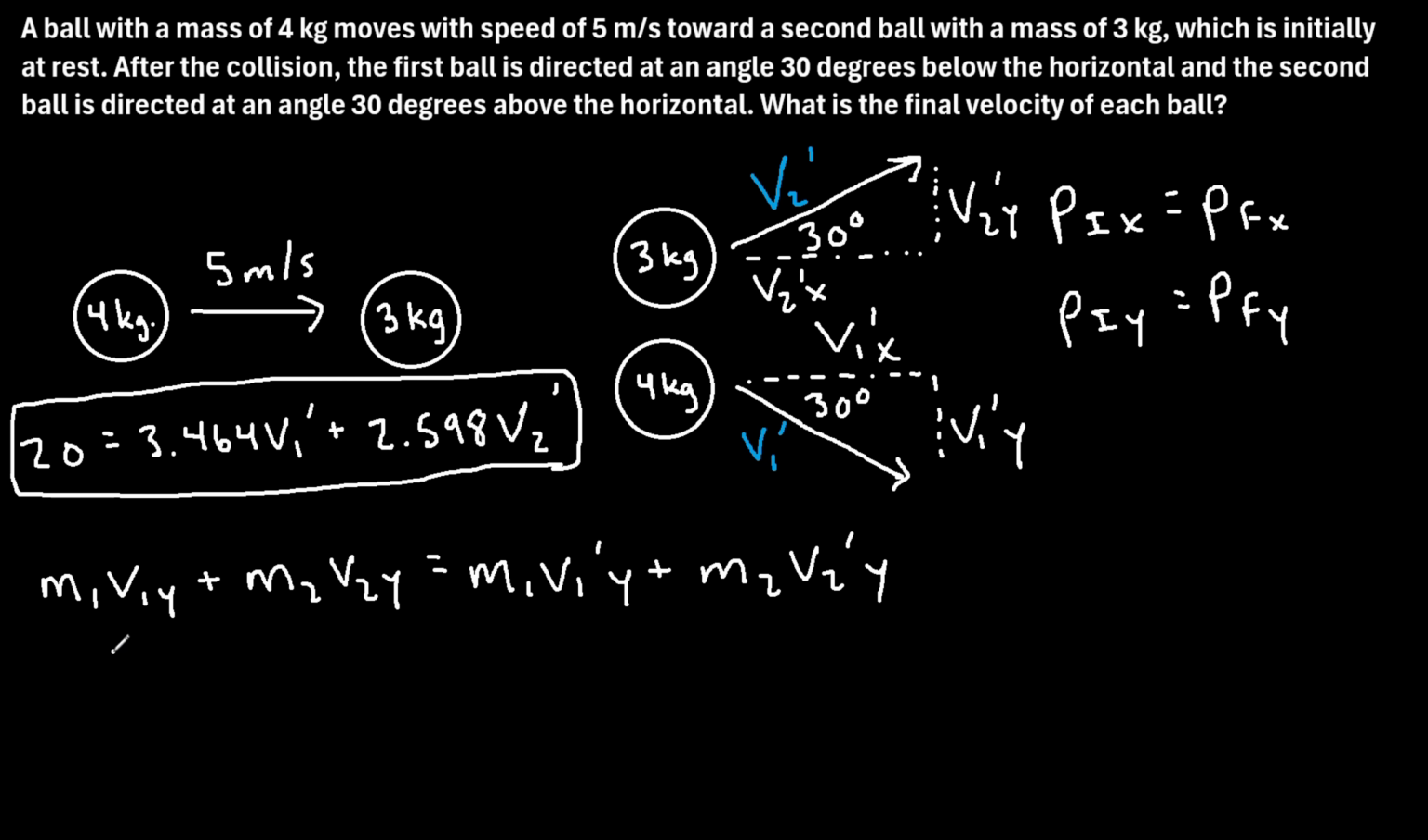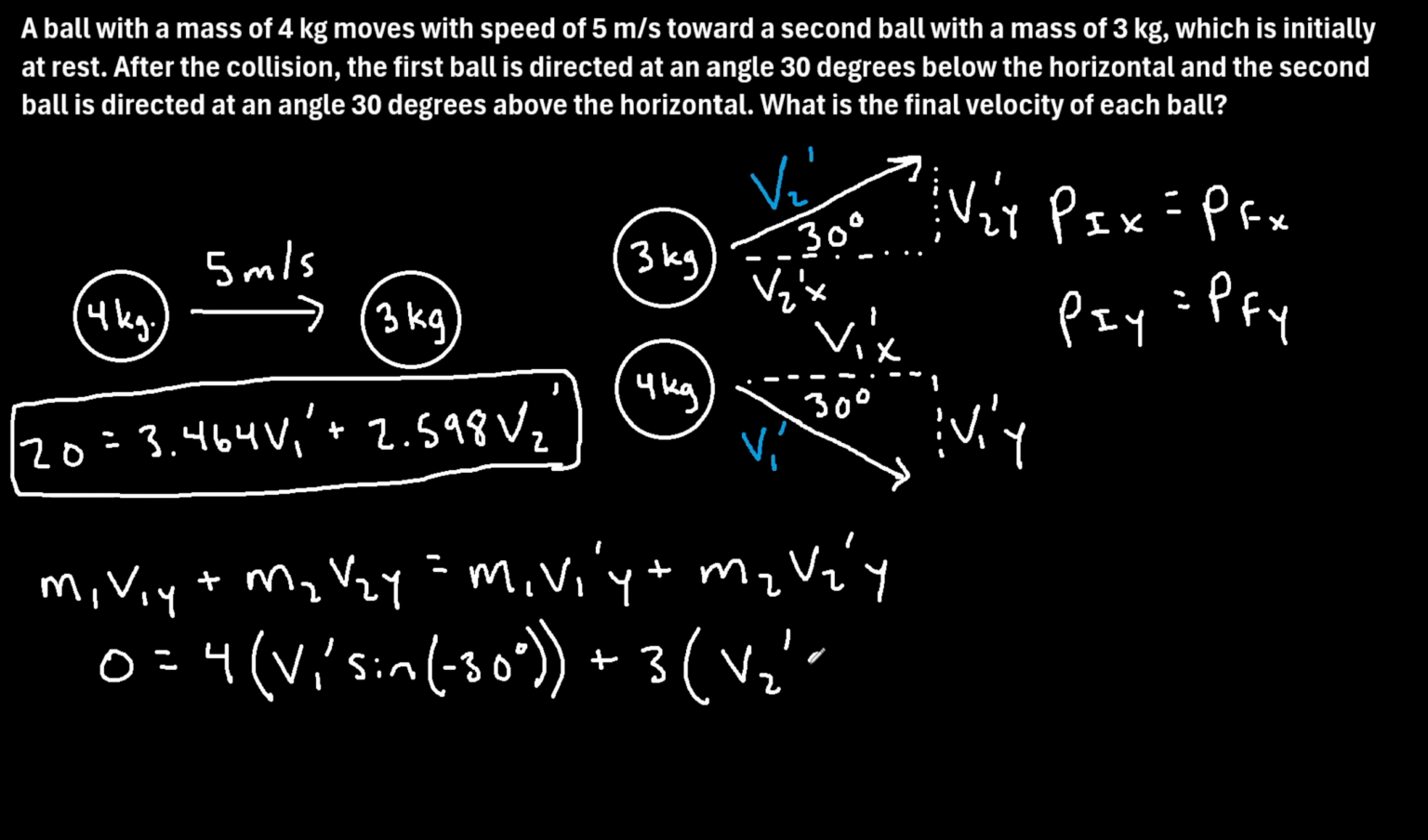So here's what we can write. We can say 0 is equal to, on the right-hand side, let's fill in the values we know. The mass of the first ball is 4, times its final velocity in the y direction. The final velocity in the y direction is calculated as the final velocity times the sine of this angle right here. So we'll get the final velocity times the sine of negative 30 degrees, and remember this angle is negative because it's below the horizontal. Then we have plus the mass of the second ball, 3 kilograms, times its final velocity in the y direction, which is the final velocity times the sine of this angle, which is positive 30 degrees.